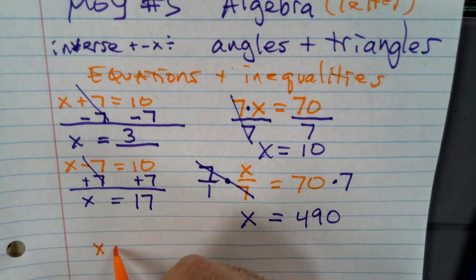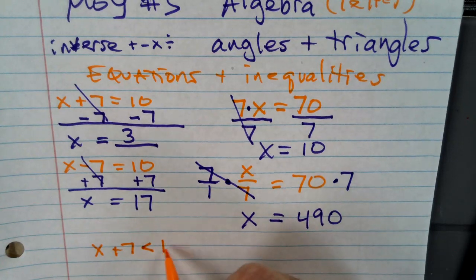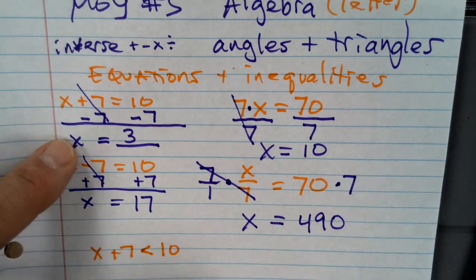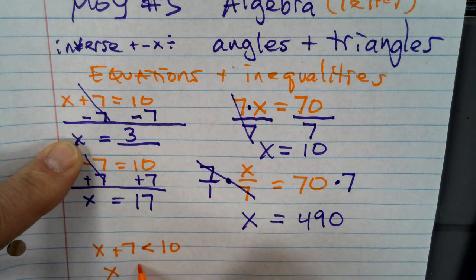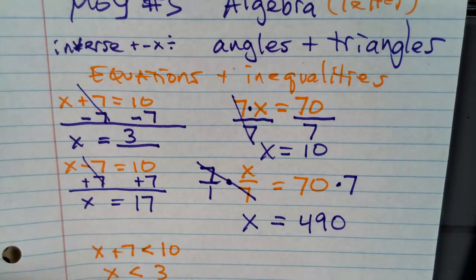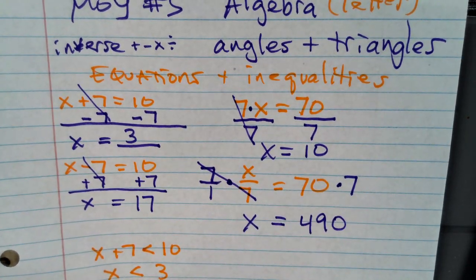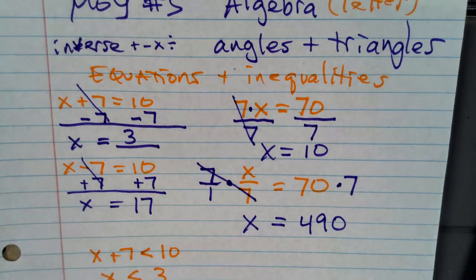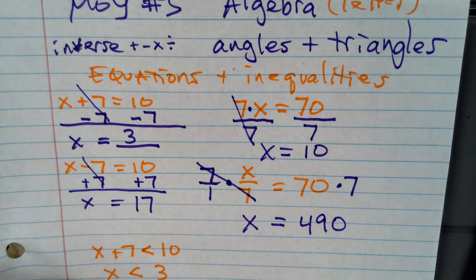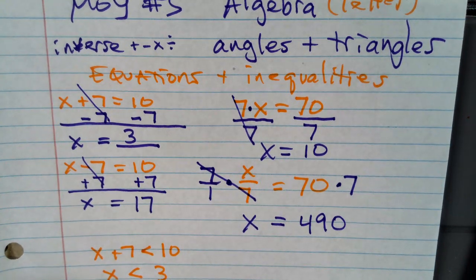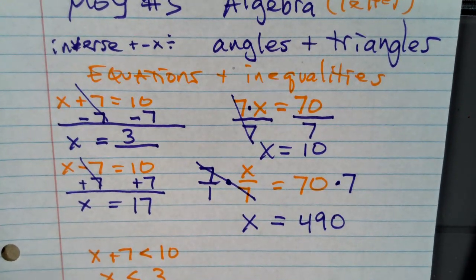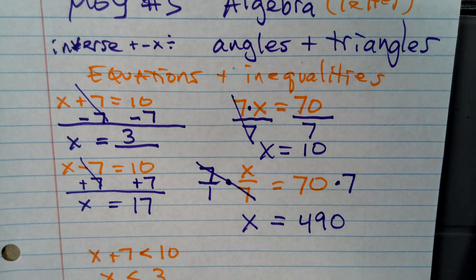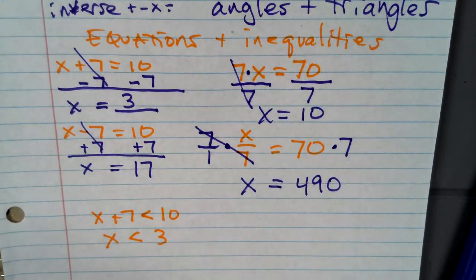Now, inequalities would just be different symbols. If I said x plus 7 is less than 10, when I'm done, instead of getting x equals 3, I'm getting x is less than 3. So they're telling me that x has to be 2, 1, 0, negative numbers. It could have been 2.9, 2.7, anything less than 3. Okay, it could be 2.99999. Okay, that's what inequalities are.